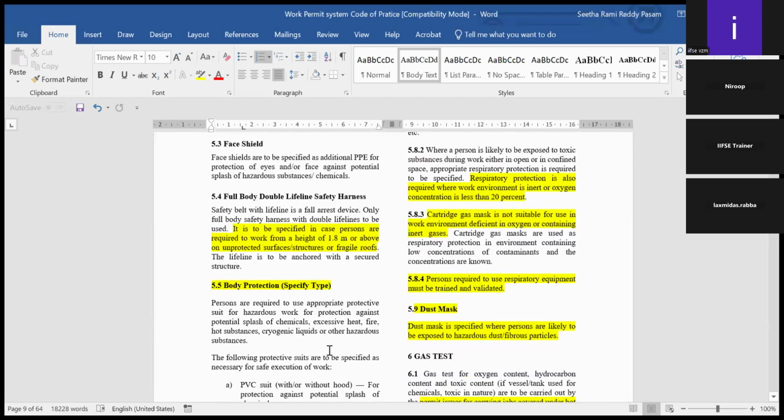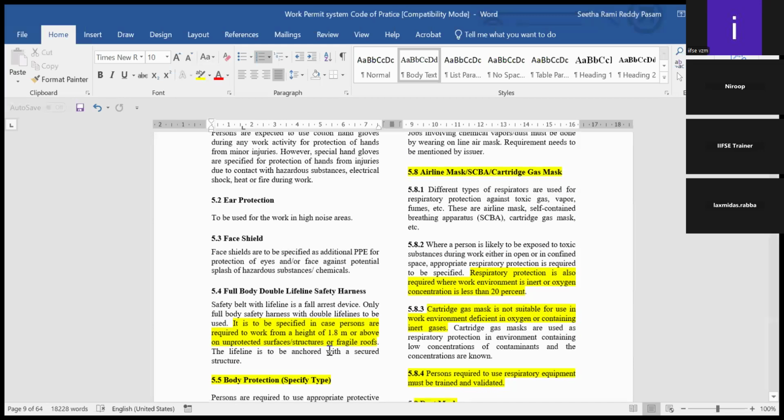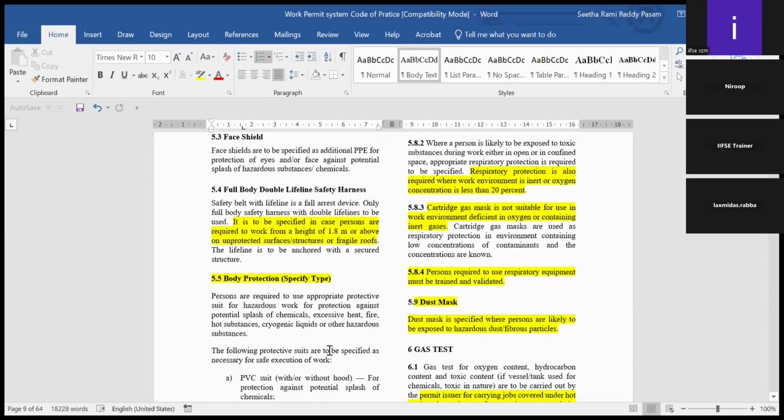Then respiratory protection is also required when the work environment is inert or the oxygen concentration is less than 20%. When the oxygen percent is less than 20%, I'll go with the SCBA. Even when the oxygen percentage is low, you should not use any cartridge mask apart from SCBA, or you can use an airline mask. Airline is nothing but a continuous breathing air supply. A cartridge mask is not suitable for use in a work environment deficient in oxygen.